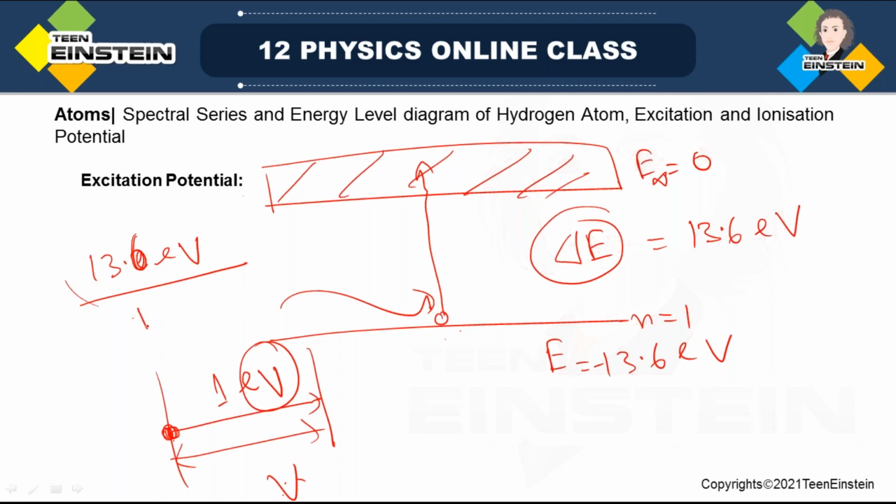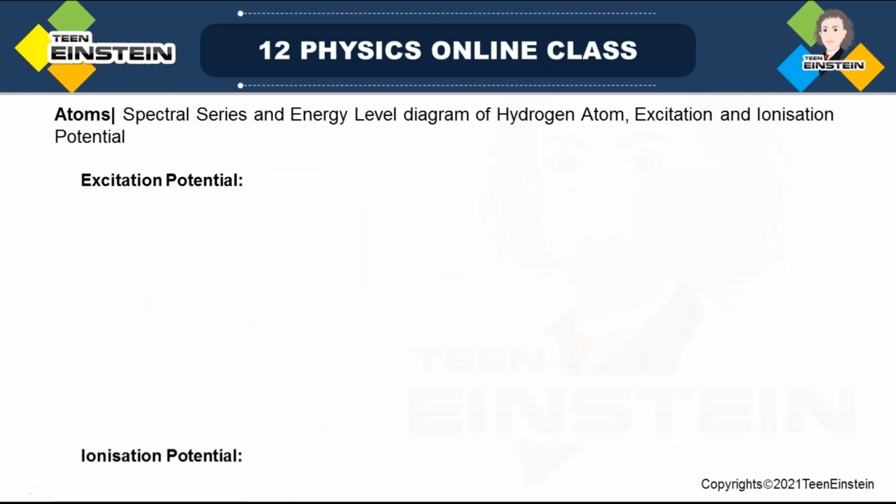So in this case, you have to give 13.6 volt potential to this particular atom, so that the electron will be knocked out completely from the atom and it will be ionized. The energy which is required to knock an electron completely out is called ionization energy, and the corresponding potential is called ionization potential. And if you want to excite from one level to another level, then the energy is called excitation energy, and the corresponding potential is called excitation potential.